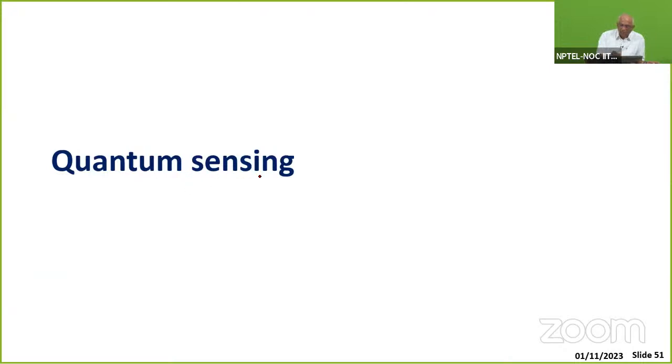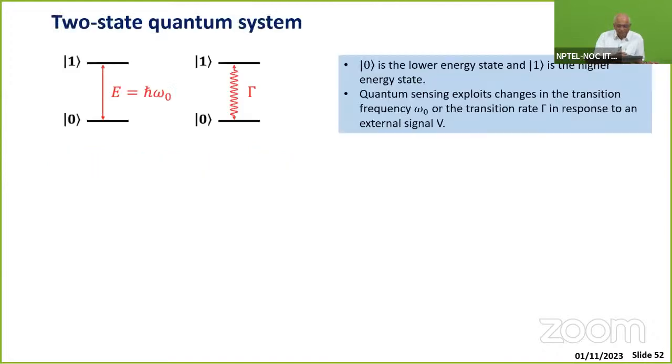So I want to touch upon quantum sensing. That is another element of quantum application. So very briefly, what are the ingredients of quantum sensing? You have a two-state quantum system: a lower energy state and a higher energy state separated by an energy, h omega naught.